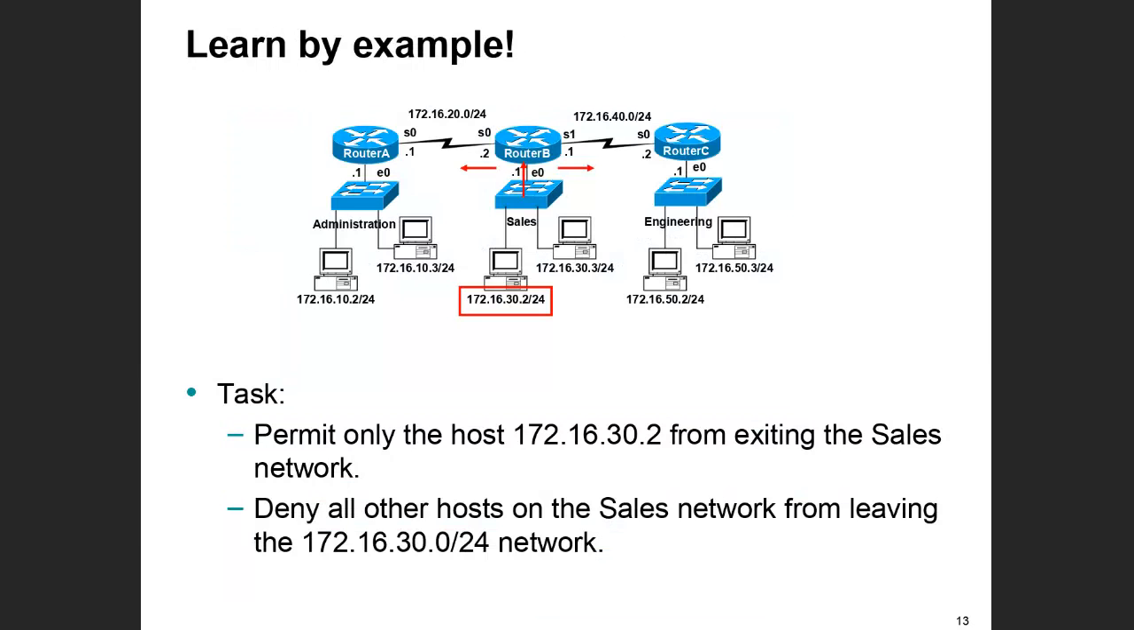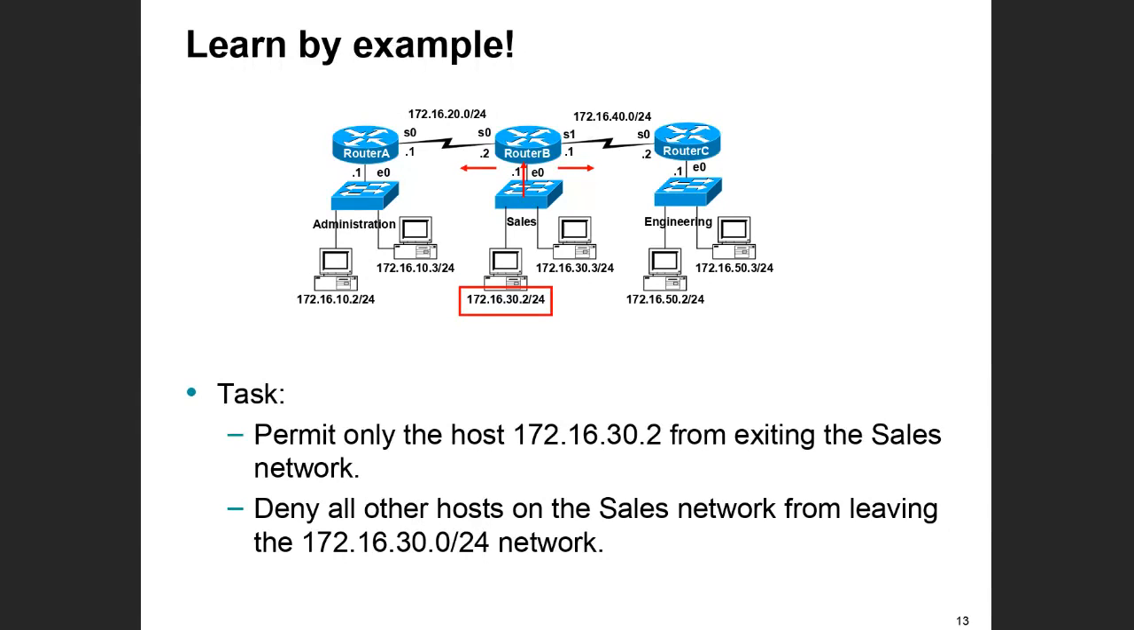So here we go. This is what I really like about this guy's graphics. This is a good explanation. We have this host machine, and this wording here is standard English. It says permit, I think it should say, permit only the host 172.16.30.2 to exit the sales network. Let's say that's the one circled with the red rectangle in the middle of the graphic.